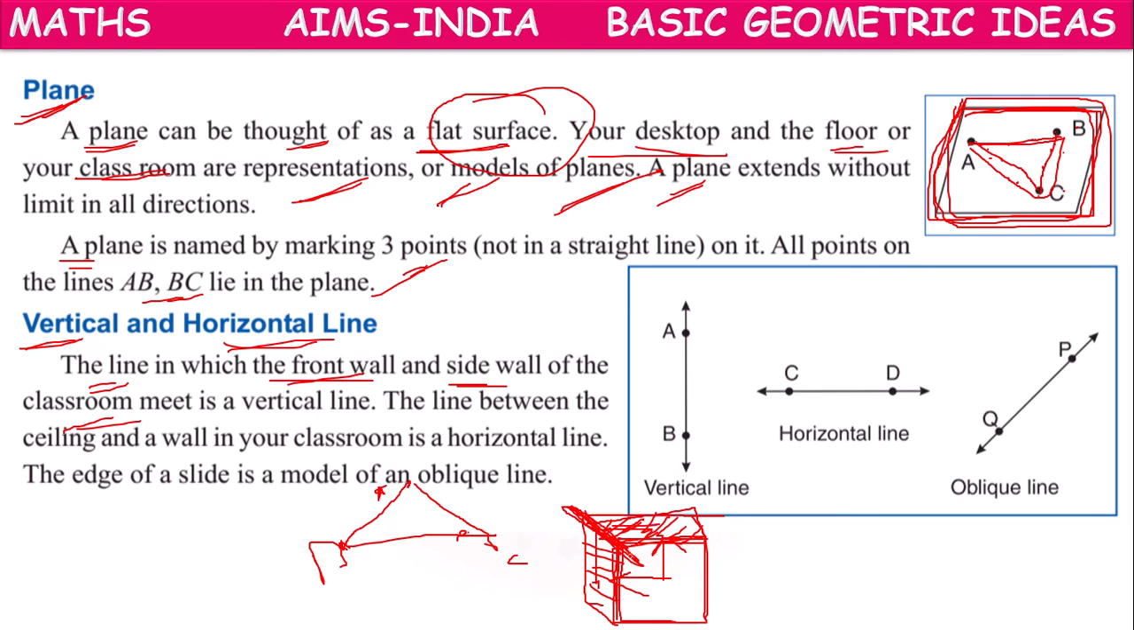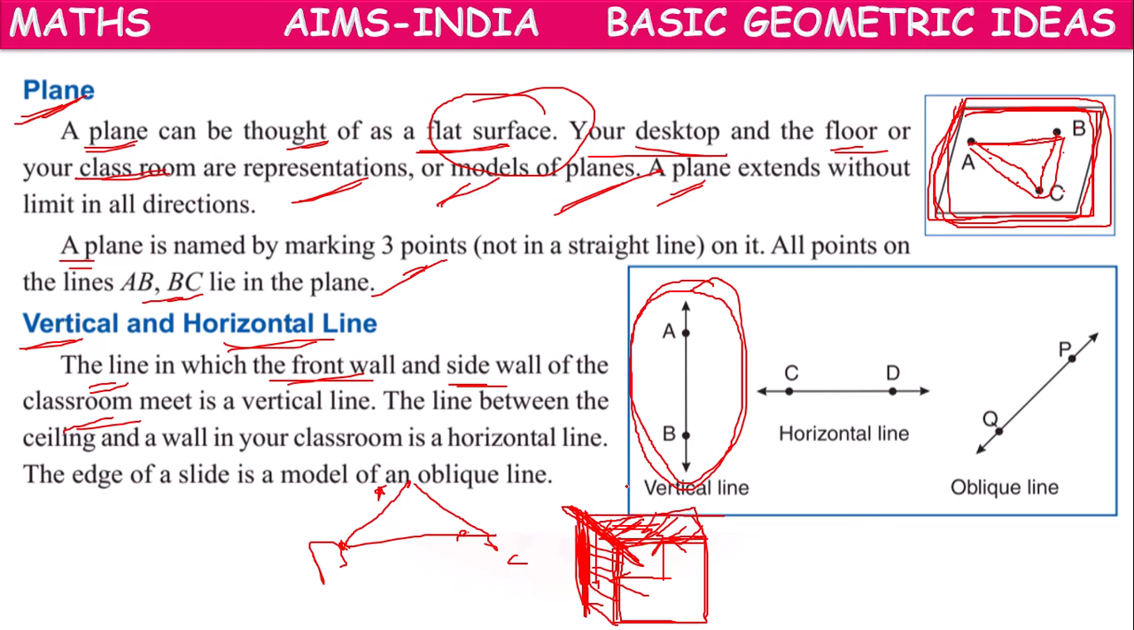So this is called a vertical line. Actually, in the diagram we cannot show it like this. This line is called a vertical line. Or this one will be a vertical line.